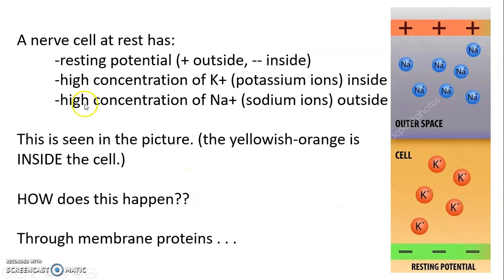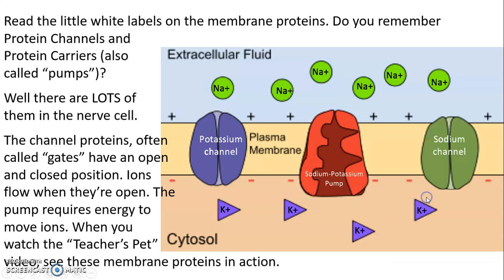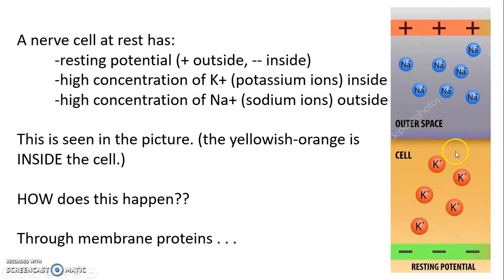So a nerve cell at rest has, first of all, a resting potential that we just described, positive on the outside, negative on the inside. But it has two other very important traits. It has a high concentration of potassium ions inside and a high concentration of sodium ions on the outside. So the cell here, the yellow stuff, has lots of potassium inside, lots of sodium outside, and it's creating those concentration differences. Sorry, they're called concentration gradients. The cell is creating them. It's pushing sodium ions out and pushing potassium ions in. And here you see also that it's negative on the inside, positive on the outside. So these are the three things that a resting nerve cell has.